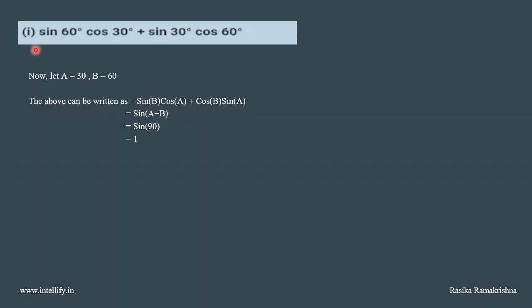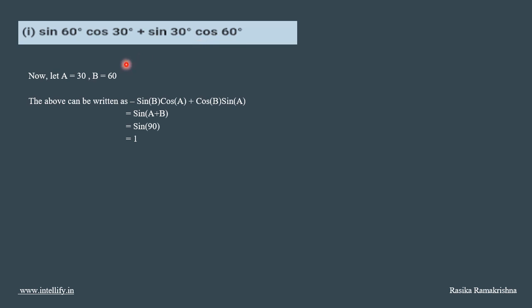Alright, so let's look at subdivision 1. Here we have to find sin 60 cos 30 plus sin 30 cos 60. The obvious way of doing this question would be to substitute the values of sin 60, cos 30, sin 30 and cos 60, multiply them and add them up. You could definitely do that, but every question also has a clever way of going about it, and I'm going to be talking about the clever way in this question.